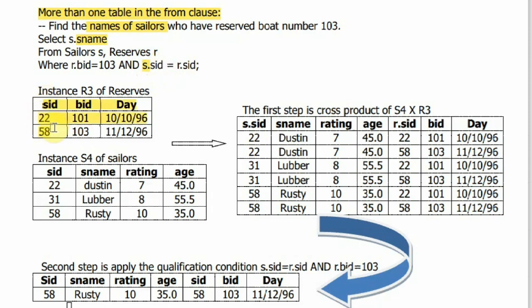If you can see this, I have shown you an instance of the reserves table wherein I am having SID, BID and day. These three are the attributes in the reserves table, right? We already have created a reserves table. I explained to you what the attributes are. Please do recall all the concepts.